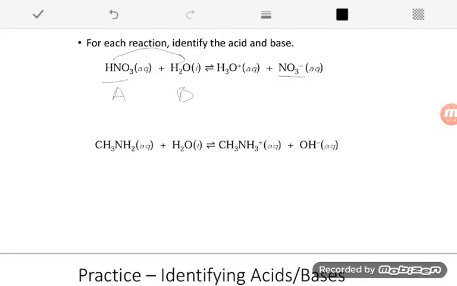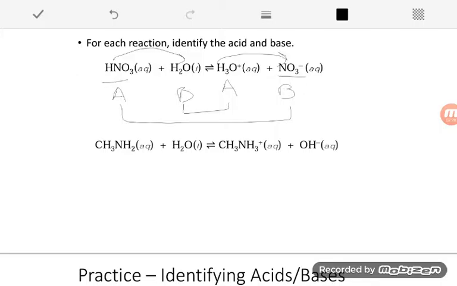I'm going to try and look for my conjugate pairs as well. In order for NO3- to turn into HNO3, the hydronium must have donated that hydrogen. So over here, this makes H3O+ my acid, and NO3- my base. So I have my two conjugate pairs here.